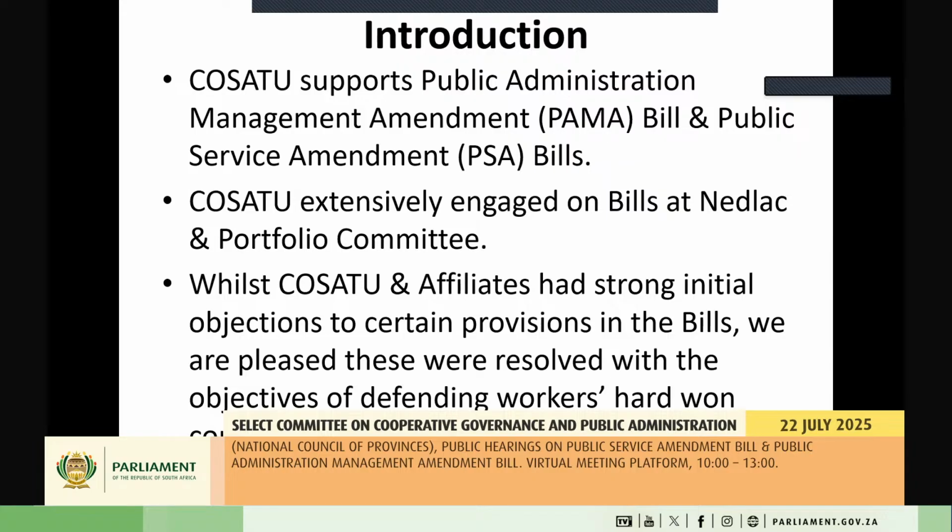Thanks, Chair. So we had engaged quite extensively on both bills at NEDLAC and the Portfolio Committee. We're quite pleased that it's now before the Select Committee. Initially, in 2022, when we first engaged on the bills at NEDLAC, we were very concerned about many of the provisions. We had really strong reservations and objections to quite a few of them. But after some quite robust discussion with colleagues in the department at NEDLAC, and then later cleaning up a little bit in the Portfolio Committee, we're very pleased that we managed to resolve all of our concerns, on the basis of defending and respecting workers' constitutional rights, their labour rights, to make sure the bills are in line with that legislation and the Constitution.